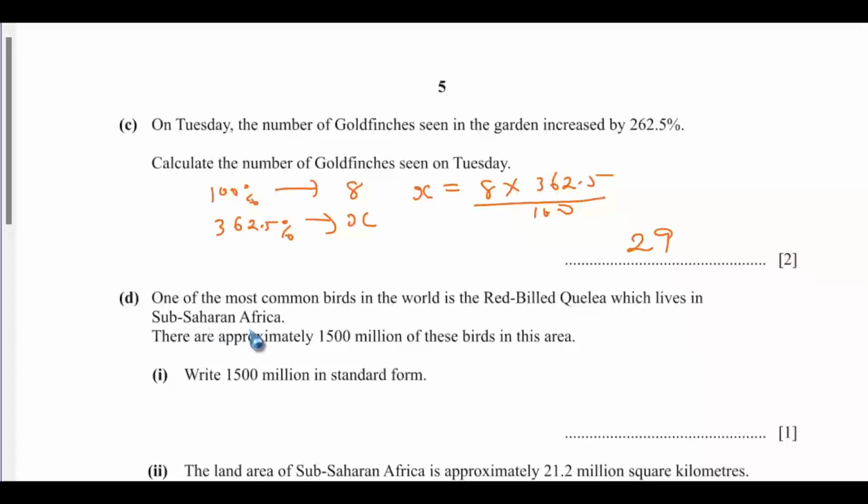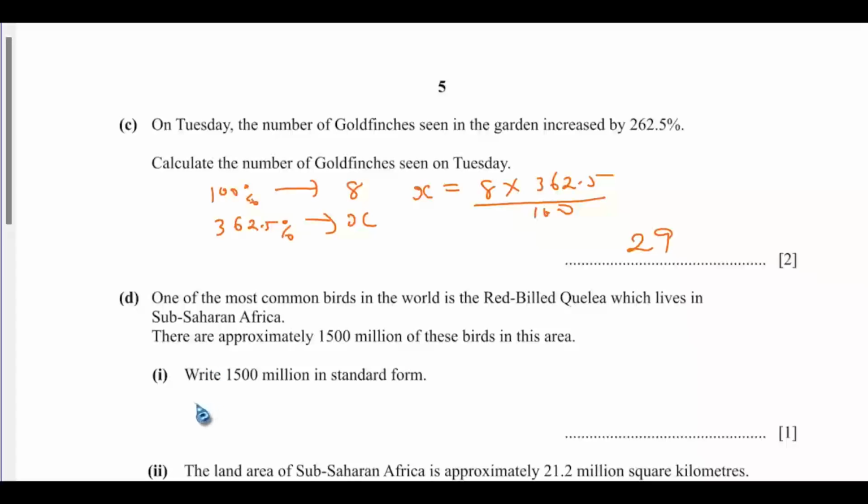Part D, one of the most common birds in the world is the red-billed quail, which lives in sub-Saharan Africa. There are approximately 1,500 million of these birds in this area. Write 1,500 million in standard form. Okay, so this is the same as 1.5 billion, because a billion is 1,000 times a million. So this will be 1.5.